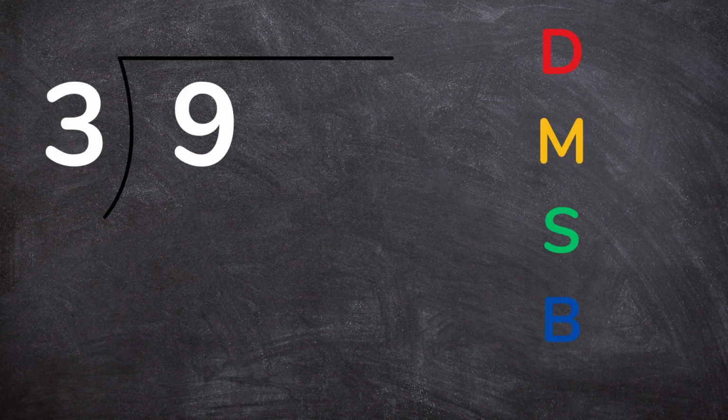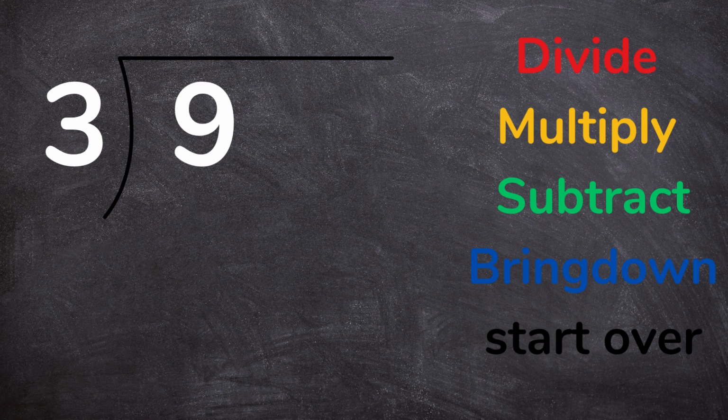And then when you're dividing using long division, you follow the method DMSB. What it stands for is the first D is telling you to divide first. D, divide first. After you divide, M, multiply. After you multiply, S, subtract. After you subtract, B, bring down. When you're done bringing down, you start the whole process again. So let's start with division first.